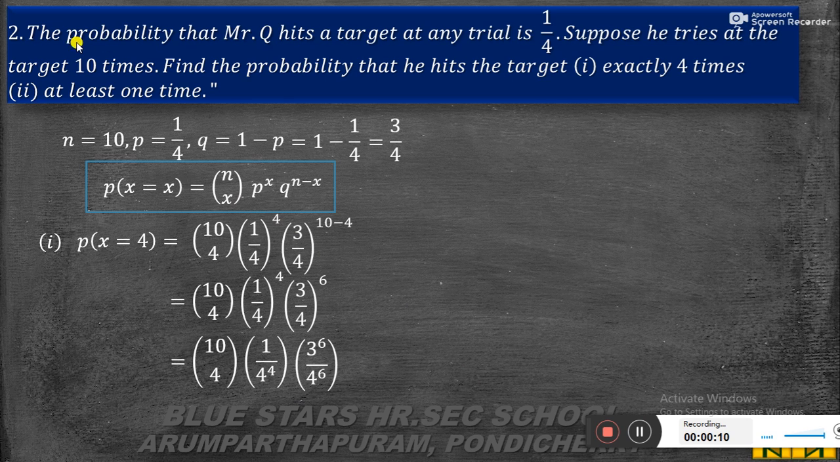You see the question. The probability that Mr. Q hits a target at any trial is 1 by 4. Suppose he tries at the target 10 times. Find the probability that he hits the target exactly 4 times, and at least one time.